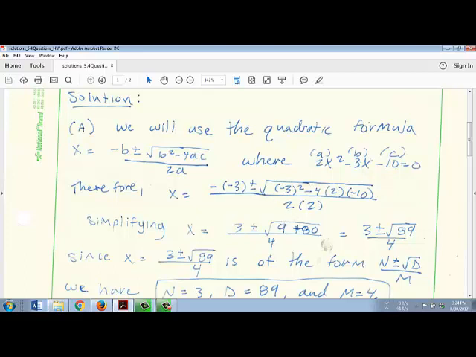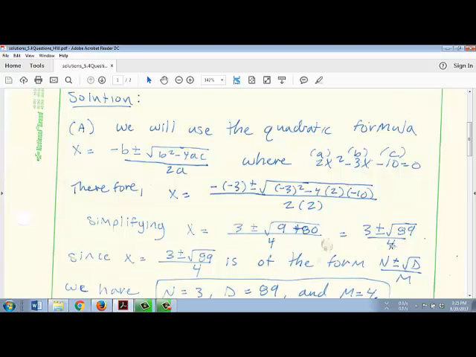We'll simplify this expression, starting with what's in the square root here. Negative 3 squared would be 9. Negative 4 times 2 would be negative 8 times negative 10 would be positive 80. 9 plus 80 will be 89. The negative and negative 3 would be positive 3. 2 times 2 in the denominator would give us 4. Hence, ultimately we end up with positive 3 plus or minus the square root of 89 divided by 4.